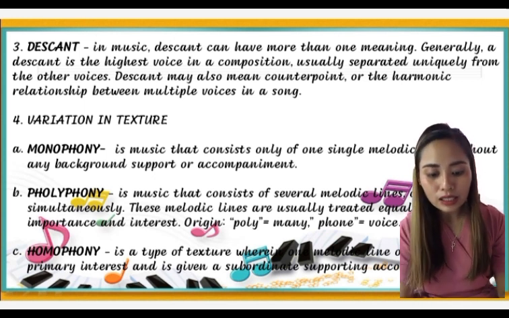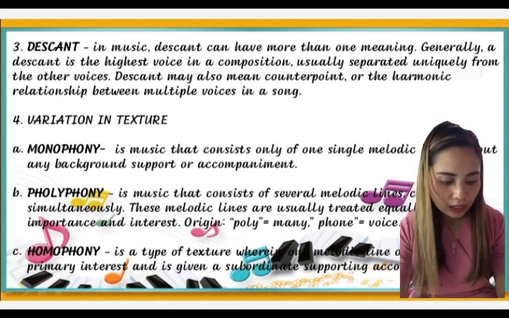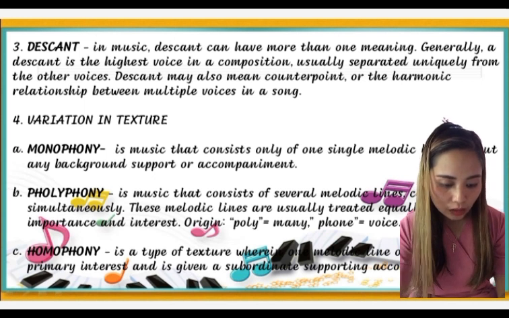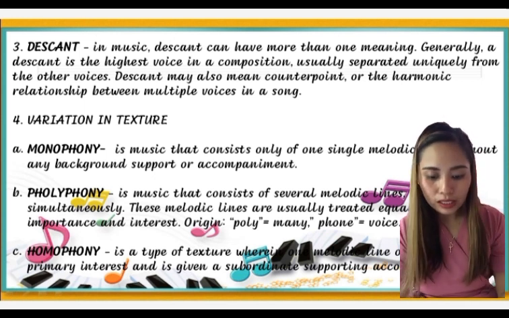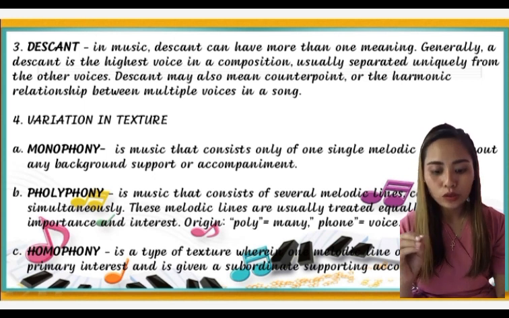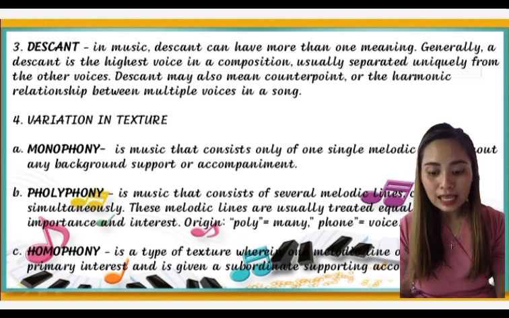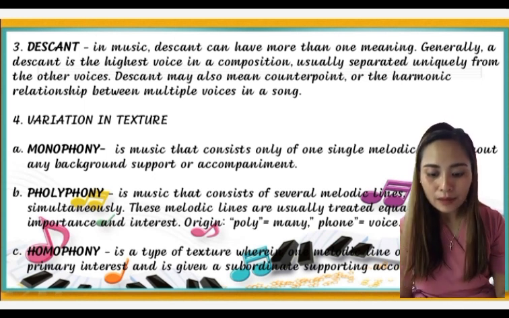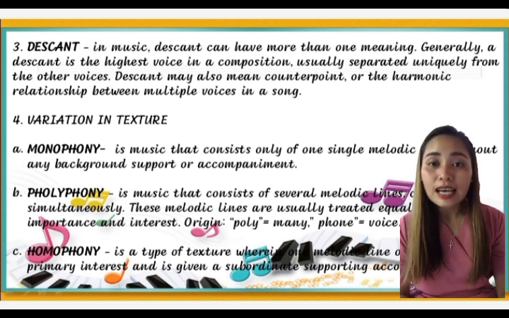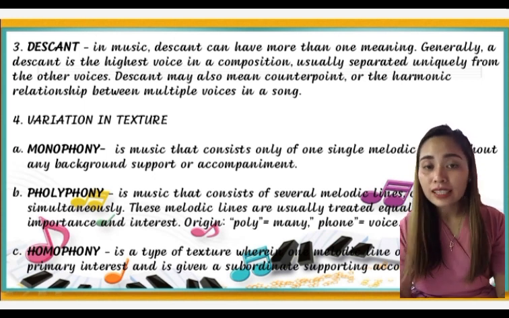And the second one is polyphony. Polyphony is music that consists of several melodic lines. Polyphony is the thickest texture. So many sounds can be heard. Sometimes you can no longer tell where the bass voice is, where the melody is, and so on.